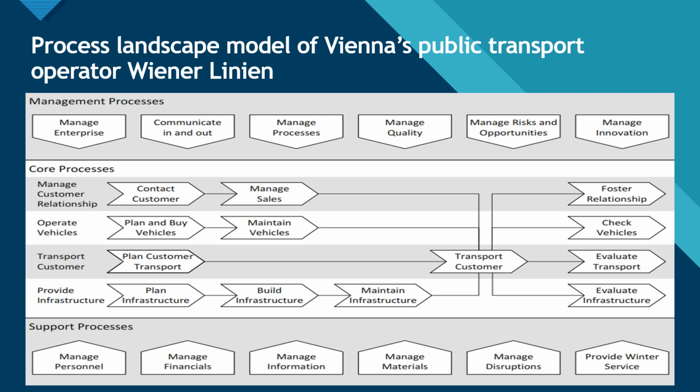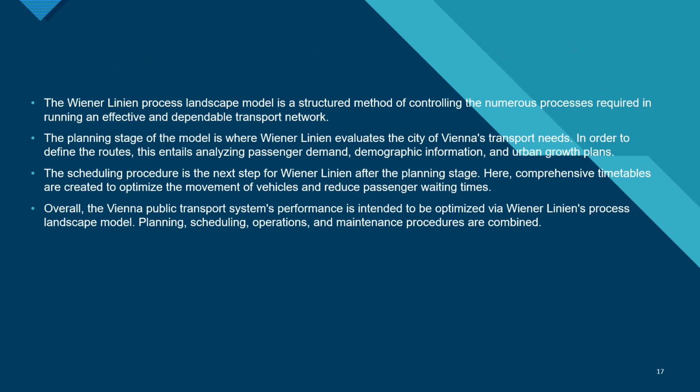What are the core processes? The thing is customer relationship, which operates the vehicles, transports customers, and provides infrastructure. They all merge here at transport customers. And transport customers is meant for fostering relationships, checking vehicles, evaluating transport, and evaluating infrastructure. So this concludes the process landscape for a public transport operator. This is an example of how the public transport operator Wiener Linien was prepared as a process landscape model.